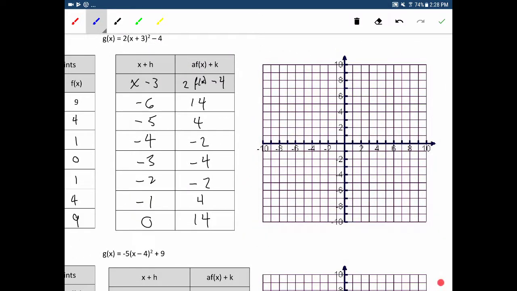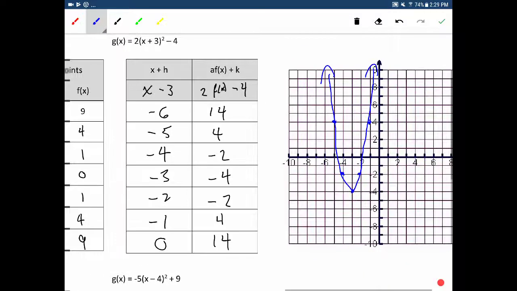So we say negative 6, 14 is not going to fit on this. So we'll move on to negative 5, 4, which is right there. Negative 4, negative 2 is right there. Negative 3, negative 4 is going to be right there. Negative 2, right there. And negative 1, 4, right there. And again, 0, 14 is not going to fit. So we draw our lines up like that. Hopefully yours is a little smoother than mine, but that's all there is to it.